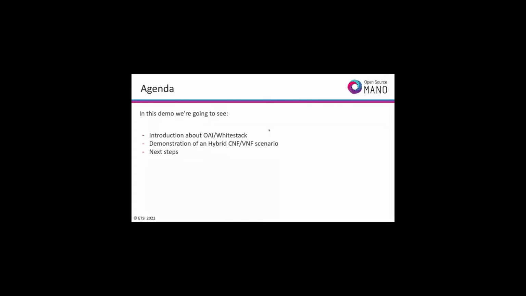Okay, the agenda for today. In this demo, we're going to see first a brief introduction about ONI and Whitestack and all the work that we've been doing this time. Next, we're going to see the demonstration of a hybrid CNF and VNF scenario. This is for 5G core and the access part in order to test this call flow with this 5G core. And then we're going to see the next steps that we've been planning to do in the near future.